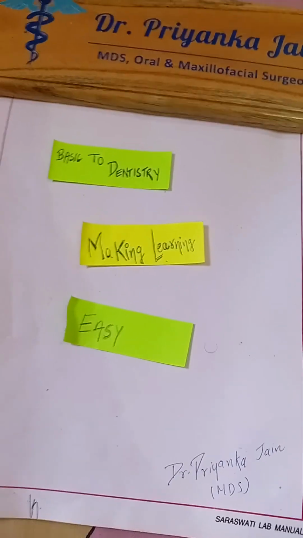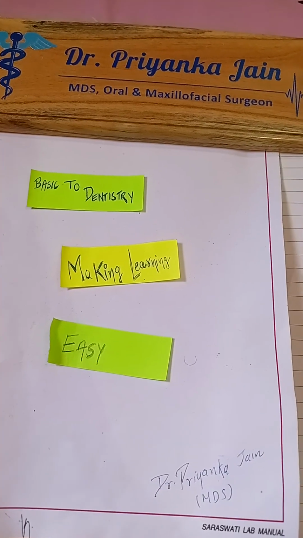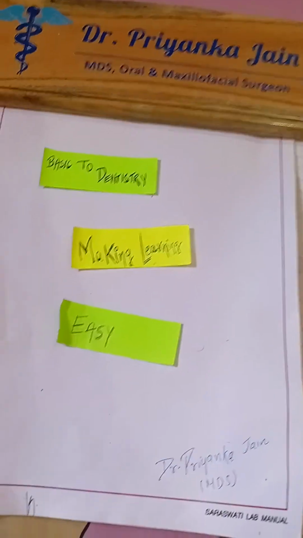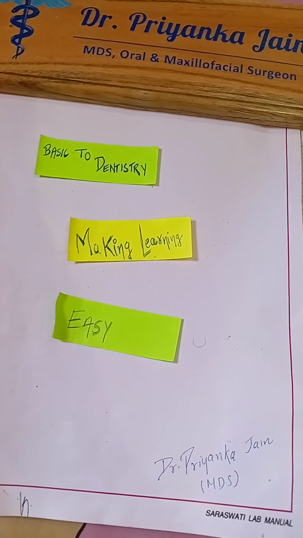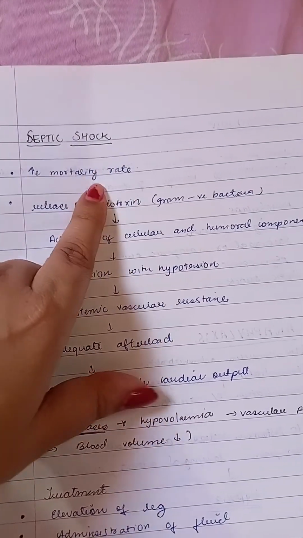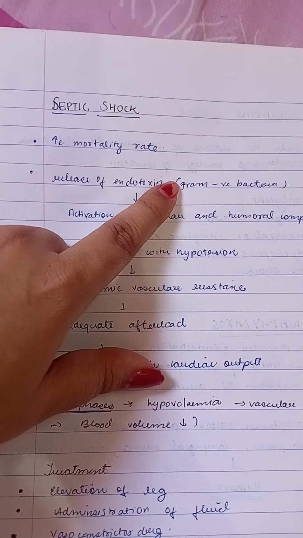In last class we started distributive shock, in which we dealt with anaphylaxis and neurogenic shock. Today we'll be starting septic shock. So let's start. Septic shock has an increased mortality rate.